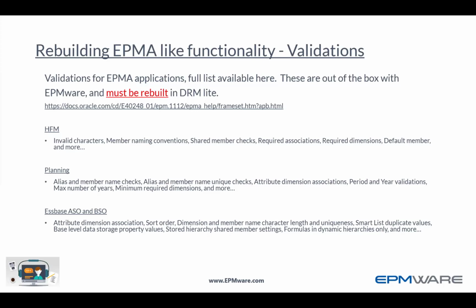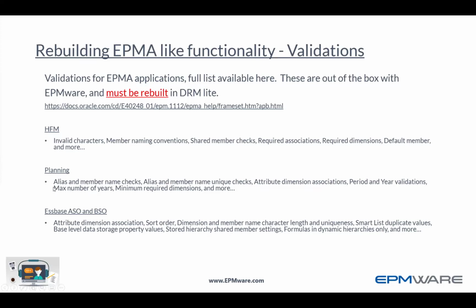in order to get the same user look and feel before pushing that metadata out or extracting that metadata from DRM Light. So some of the examples here are, for HFM, invalid characters, member naming conventions, associations, required dimensions. I mean, we've heard that it's quite a bit of trouble to get even HFM sorted out in DRM Light with the custom top members that you have to set up. So there is quite a bit of setup again, and you can always give this a shot and try setting it up and getting it going.